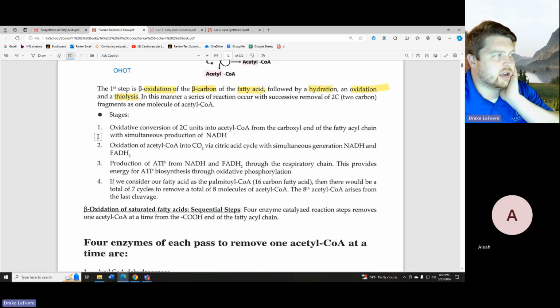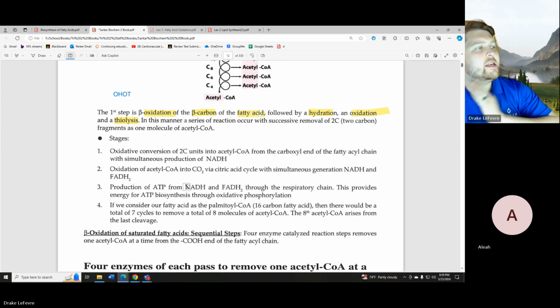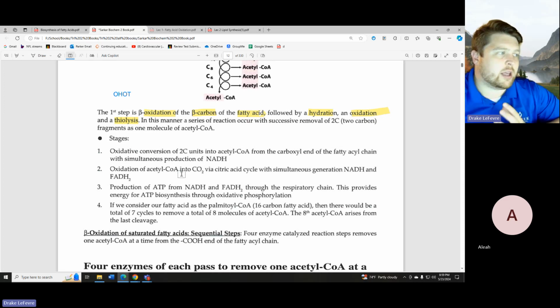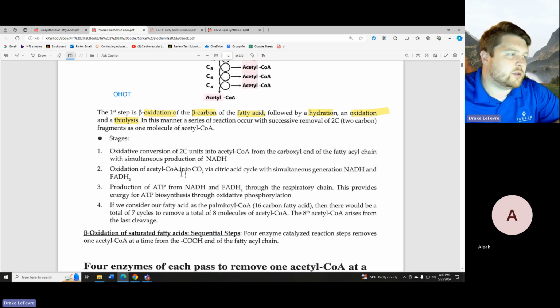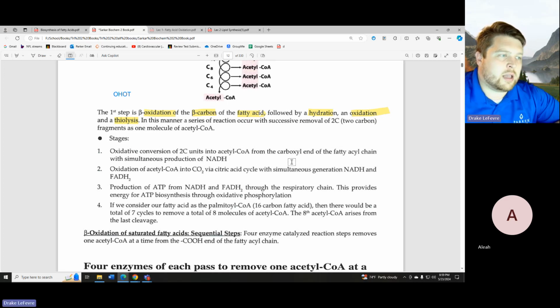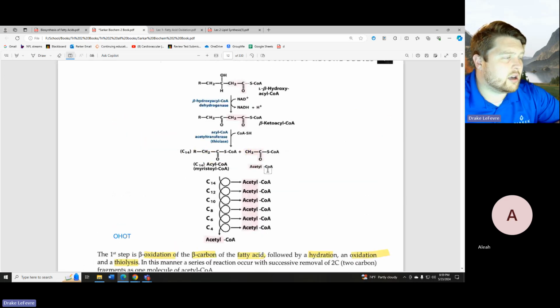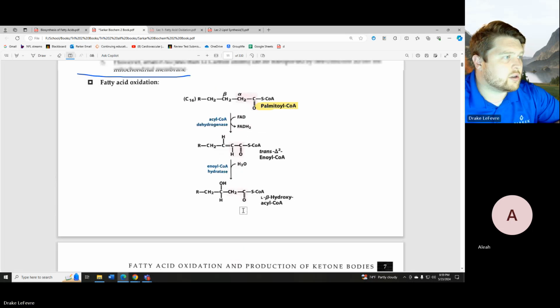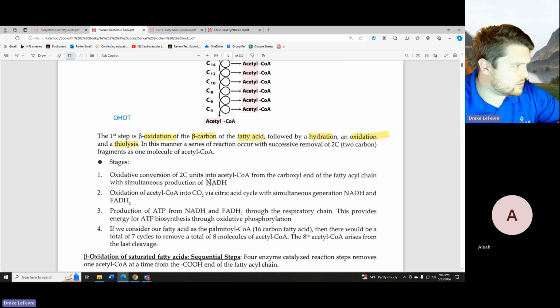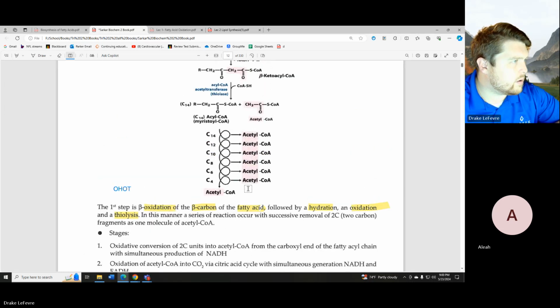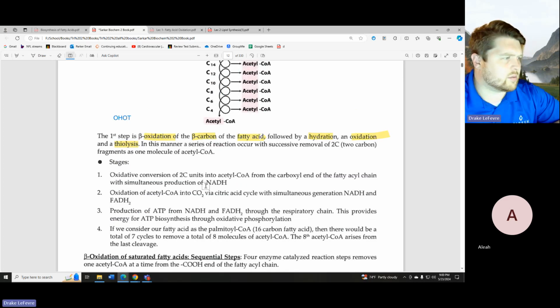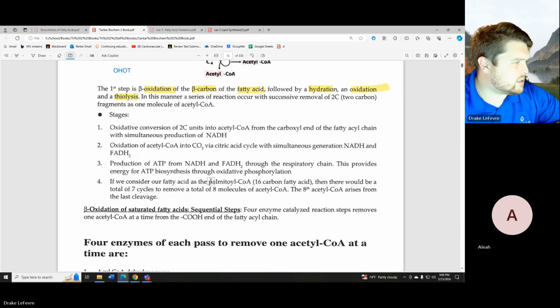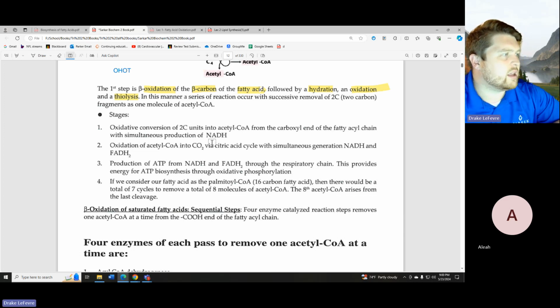So these are the different stages of beta oxidation. The oxidative conversion, so converting that 2-carbon unit into acetyl-CoA from the carboxyl end of the fatty acyl chain with simultaneous production of NADH. So we're talking here, I think this actually might be a typo. It might be supposed to be FADH, but I'm not 100% positive on that. Oh, no, I think this is just talking about it in general, so no, it's fine with NADH.